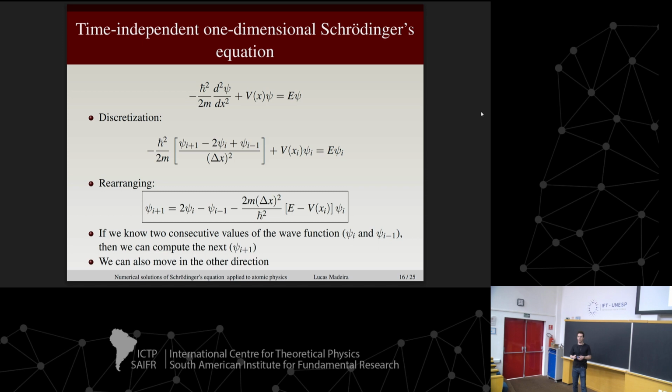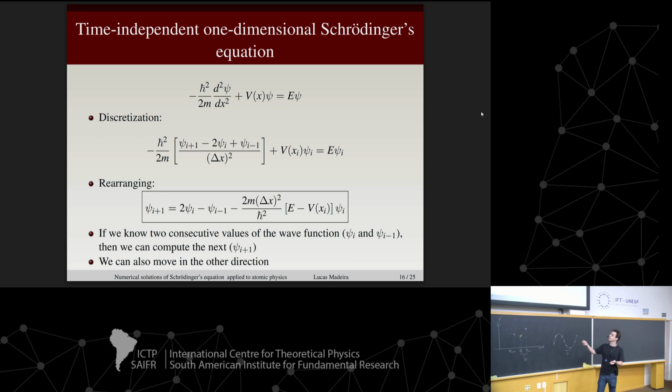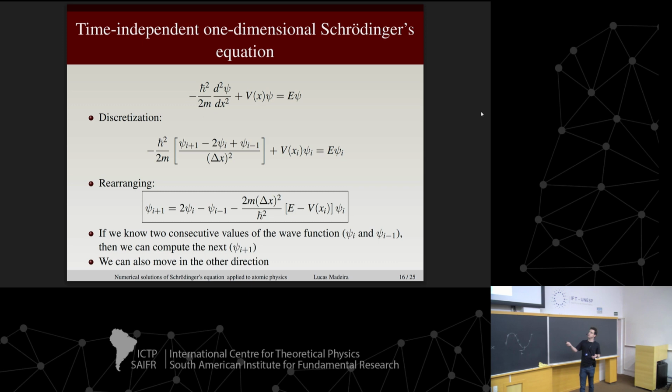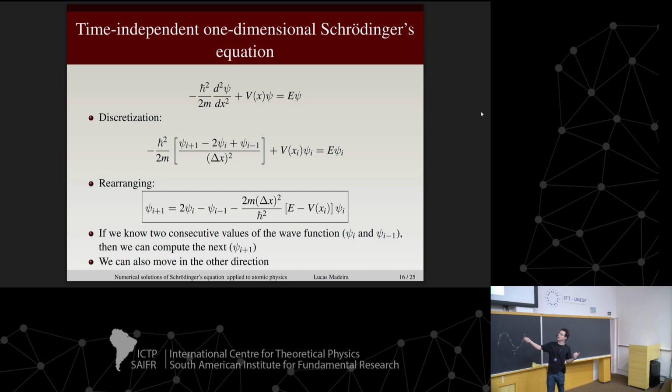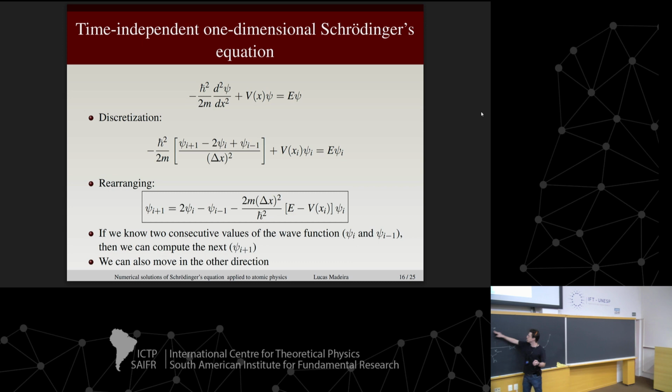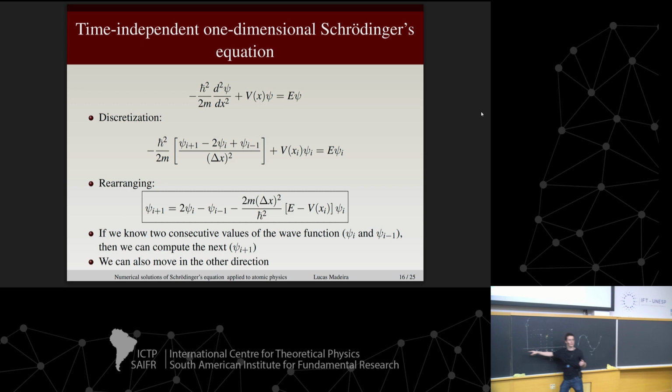So what's the complication? We need to know 2 points to start this method, okay? If we don't have these two values here, we cannot start the method. Of course, I don't need to walk in this direction. I can walk in the other direction. I can flip I minus 1 and I plus 1, and then if I know I and I plus 1, for example, if I know at these 2 points, I can use this to calculate the wave function here and then also walk in this direction, okay? Make sense? Okay.